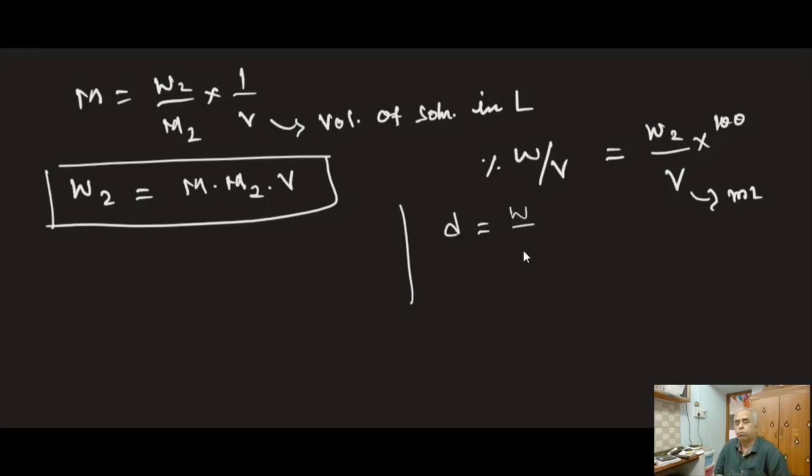Let us consider density again. You know, density is nothing but weight by volume. W by V is equal to W2 by V into 100. That is W.